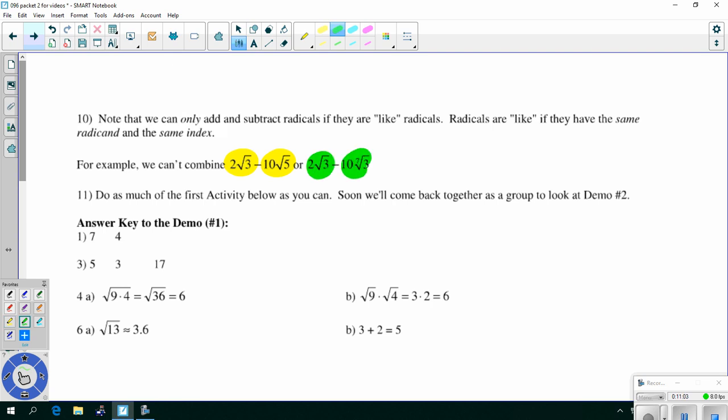Okay, let's take a look at these two here. Again, something is the same, but something is different. So what's the same is the radicand. They're both 3 on the inside, but what's different are the indices. One of them is a square root, the other is a 7th root. You cannot combine those in any way.